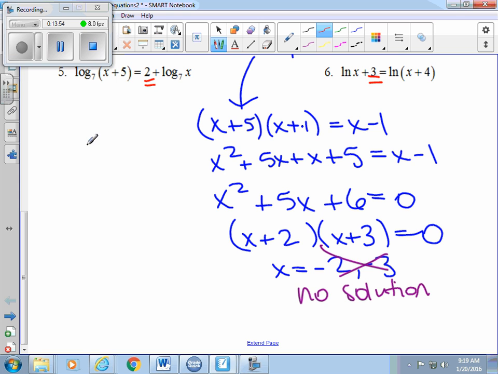Okay, so I've got to make it a logarithm equals a number. So on this one, I'm going to subtract log base 7 of x. So I have log base 7 of x plus 5 minus log base 7 of x equals 2. How do you subtract logarithms?